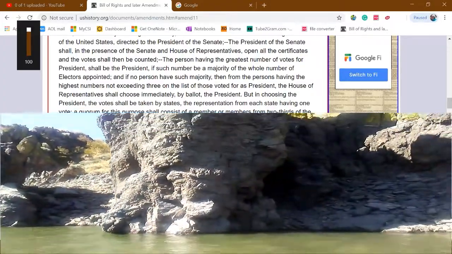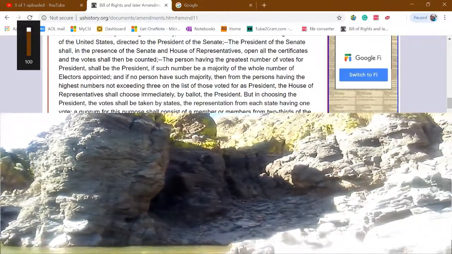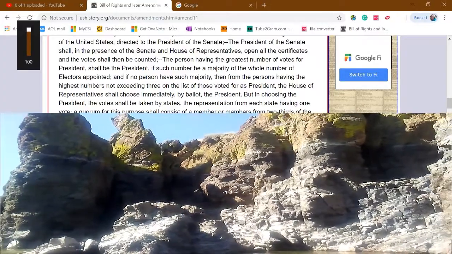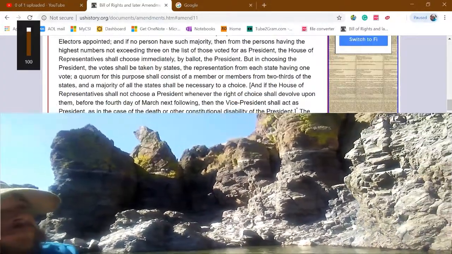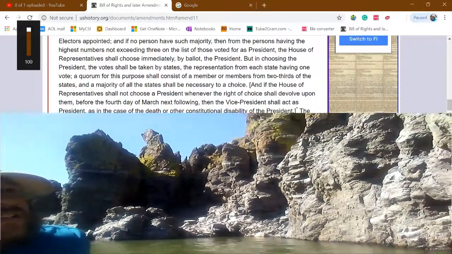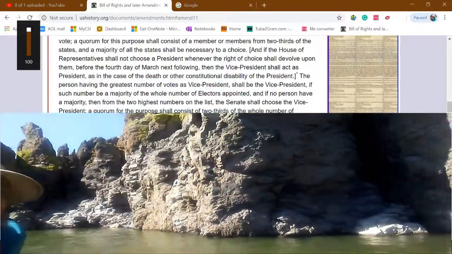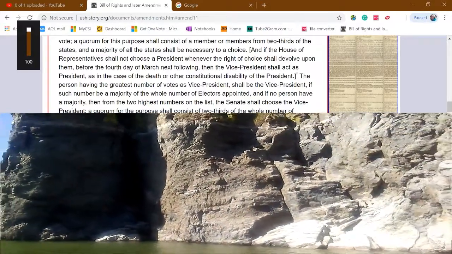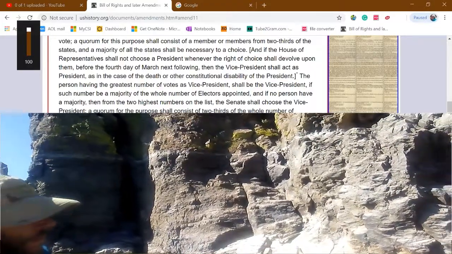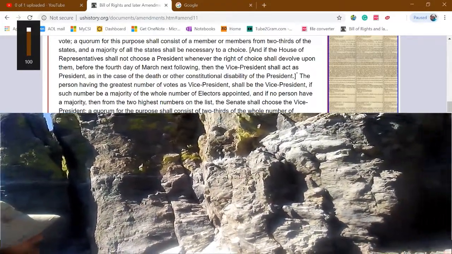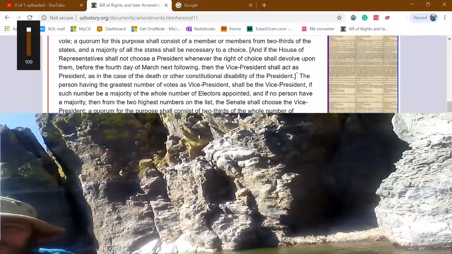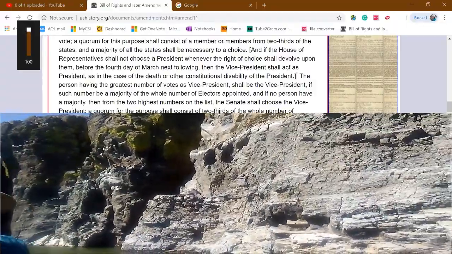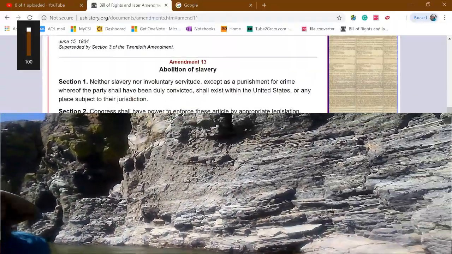The person having the greatest number of votes as vice president shall be the vice president, if such number be a majority of the whole number of the electors appointed, and if no person have a majority, then from the two highest numbers on the list the Senate shall choose the vice president. A quorum for the purpose shall consist of two-thirds of the whole number of senators, and a majority of the whole number shall be necessary to a choice. But no person constitutionally ineligible to the office of the President shall be eligible to that of the Vice President of the United States. And that was June 15th, 1804. It's superseded by Section 3 of the 20th Amendment later on in history.